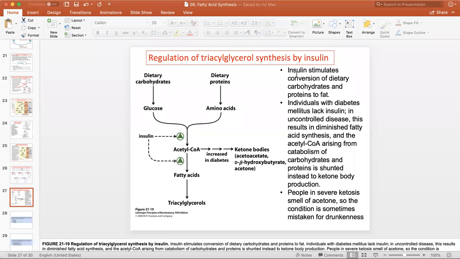So let's read this slide. Insulin stimulates the conversion of dietary carbohydrates and proteins to fat. Individuals with diabetes mellitus lack insulin. So in uncontrolled disease, this results in diminished fatty acid synthesis, and the acetyl-CoA arising from catabolism of carbohydrates and proteins is shunted instead to ketone body production. And one of the ketone body products is acetone, and this acetone will give the fruity odor.